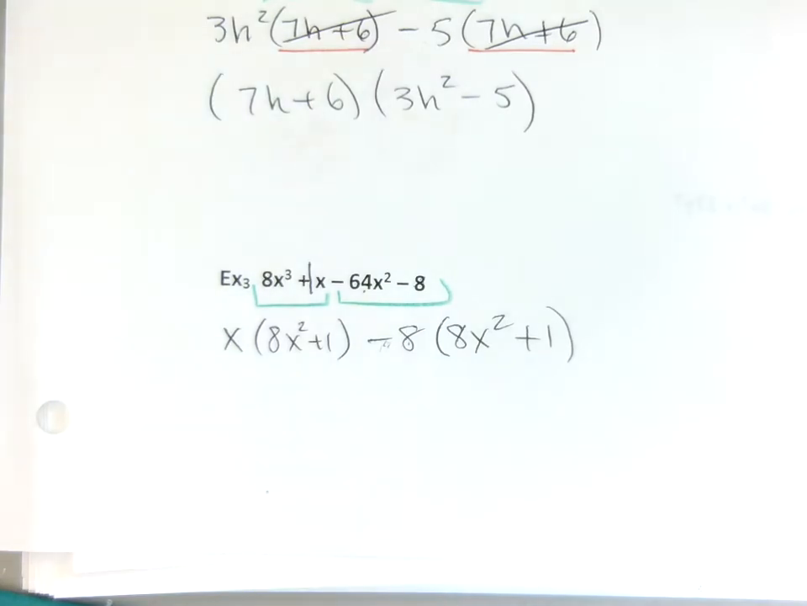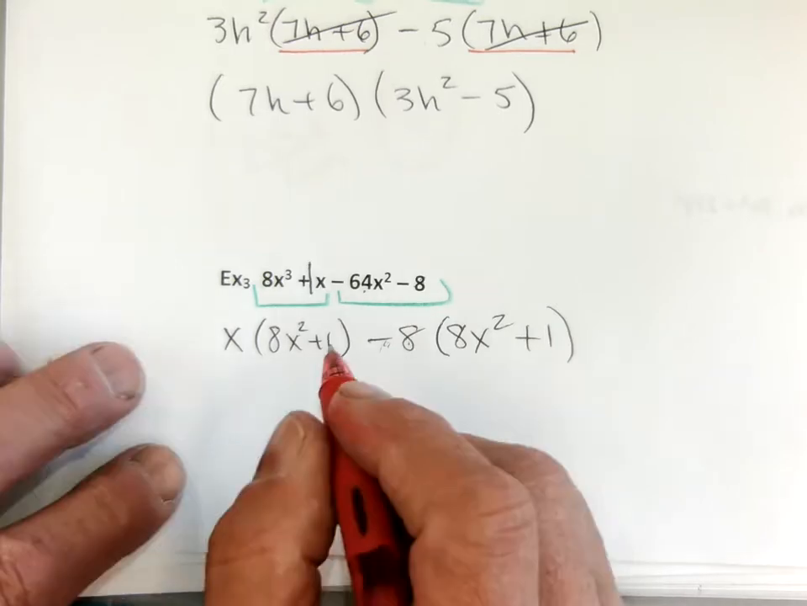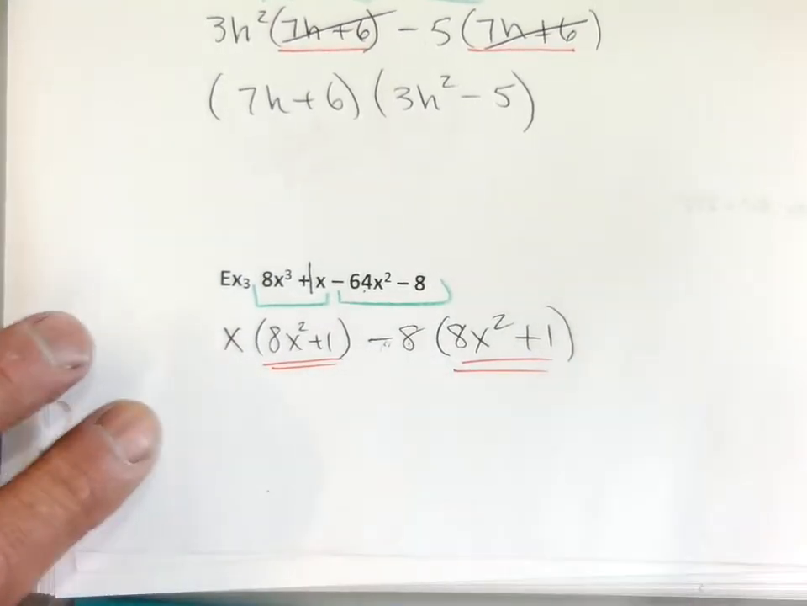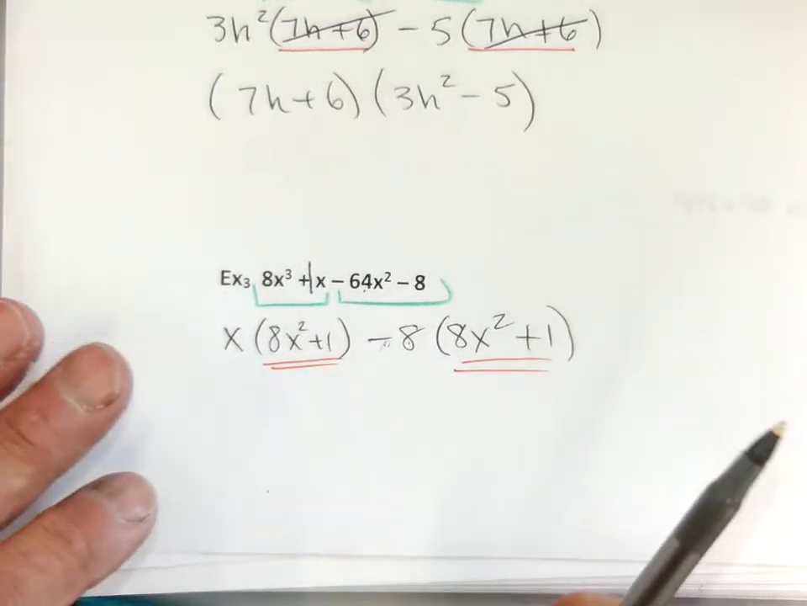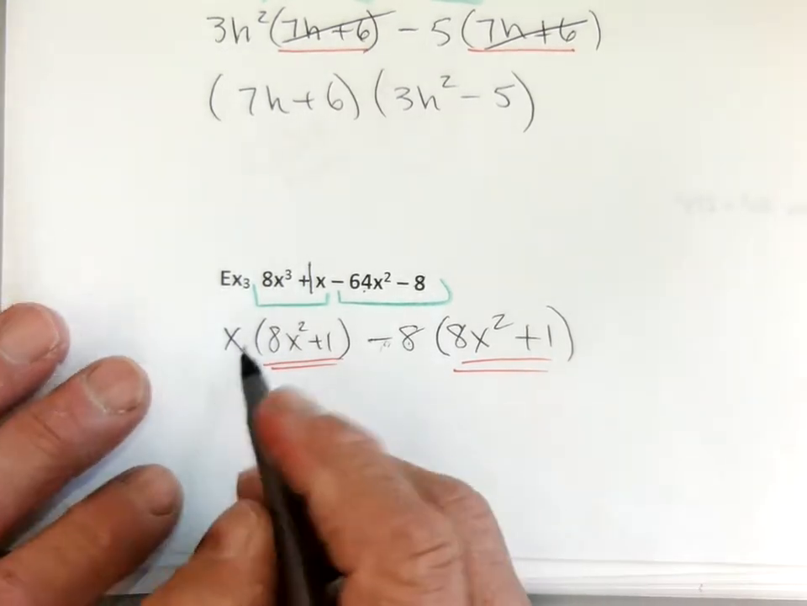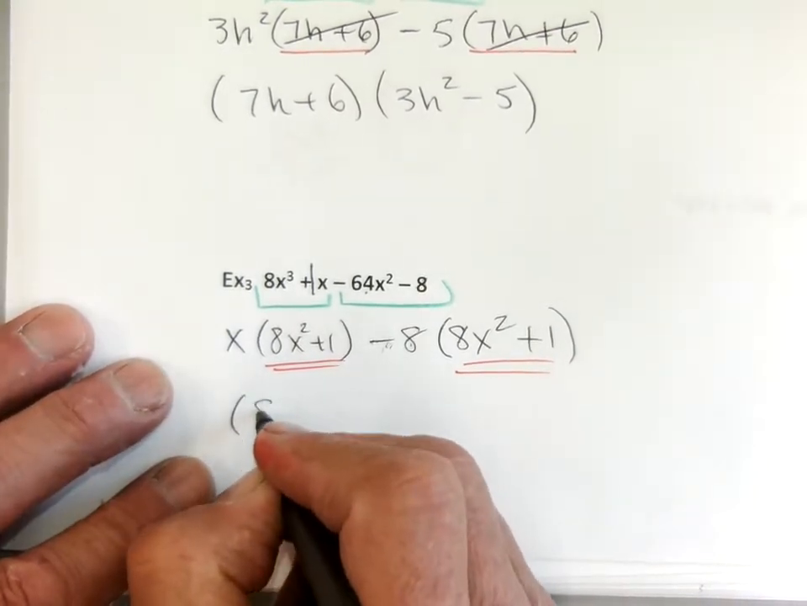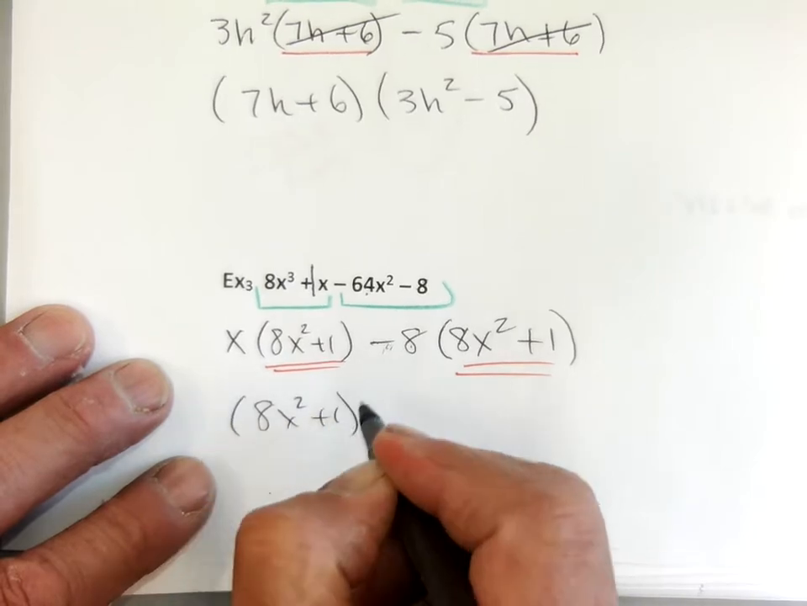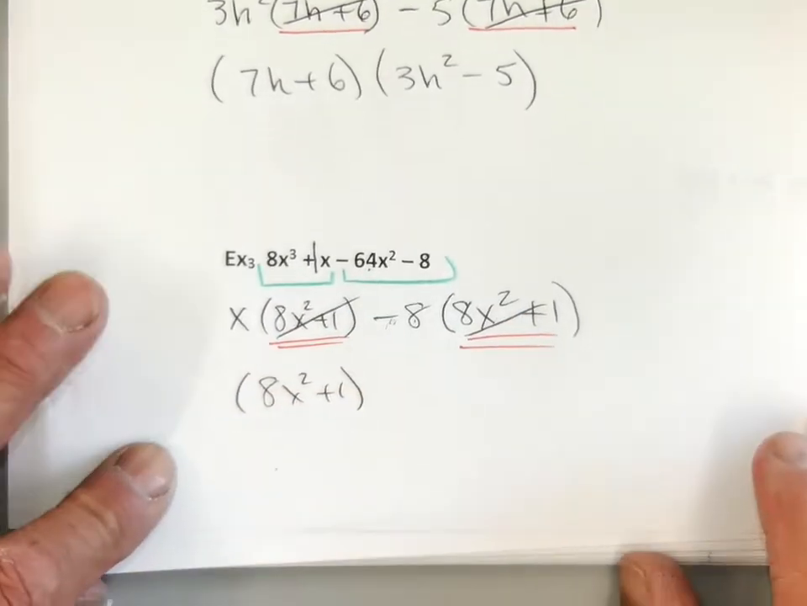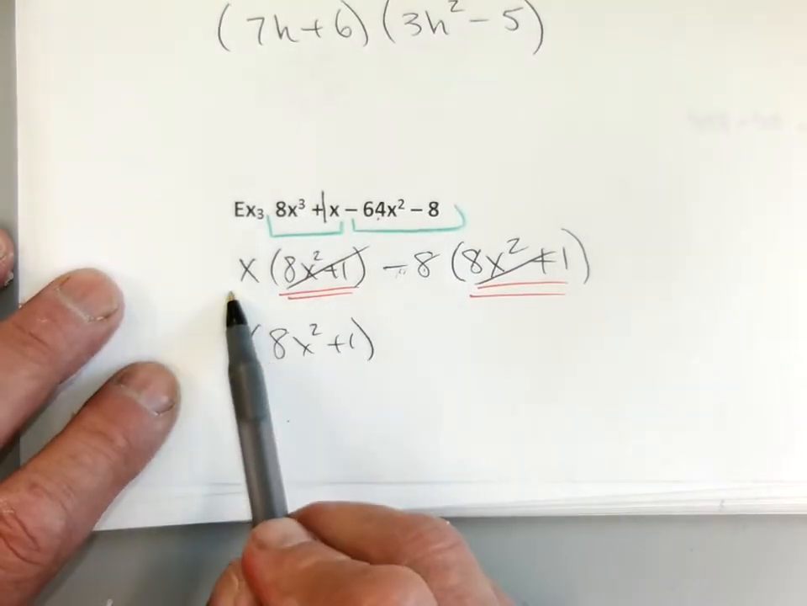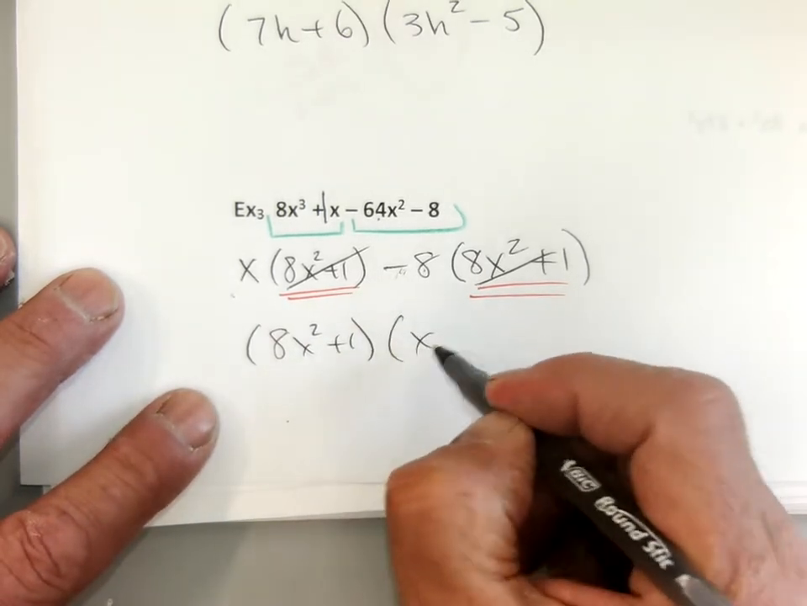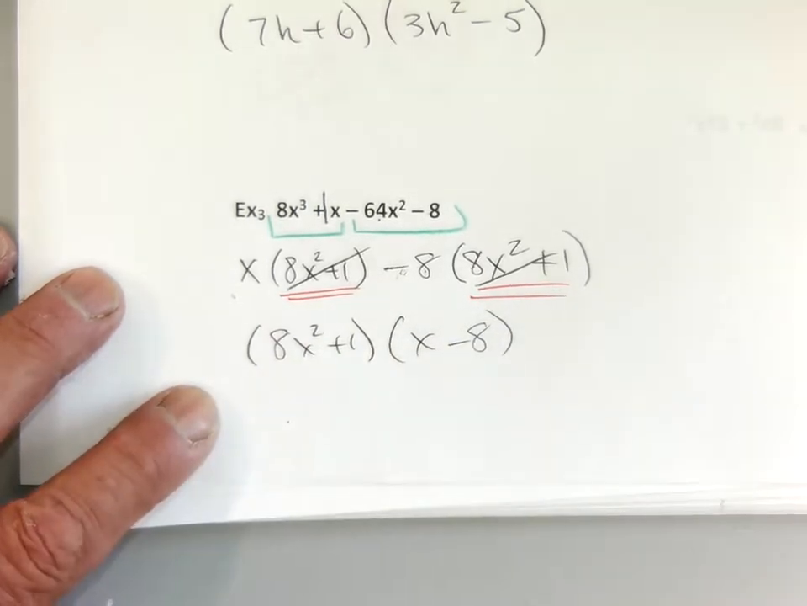See, this works. And then we're going to common factor one more time. What do the two groups have in common? Well, a parentheses 8x squared plus 1. And what's left over is just x minus 8. Okay, what do you see? You guys get it? You understand?